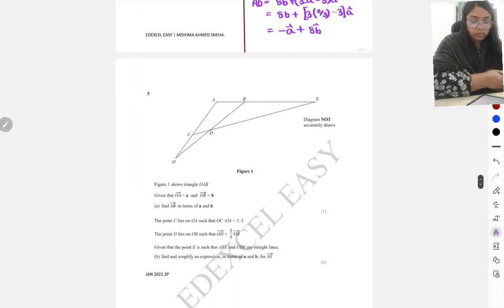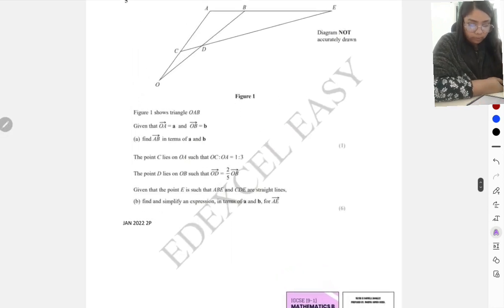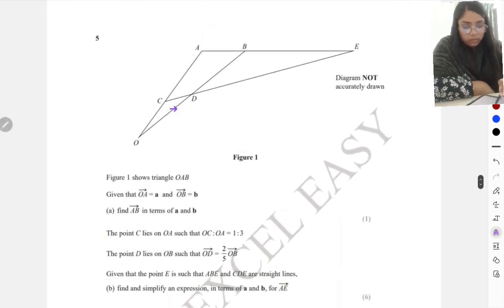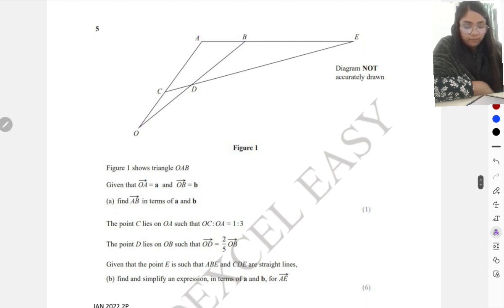This one is a very big vector question again. This one is from Jan 2022, paper 2. Now again, I think we can clearly see they have two triangles, right? OAB and CDE. It says that figure 1 has triangle OAB. They're talking about this triangle. Given that OA and OB are the vectors A and B respectively, find out AB.